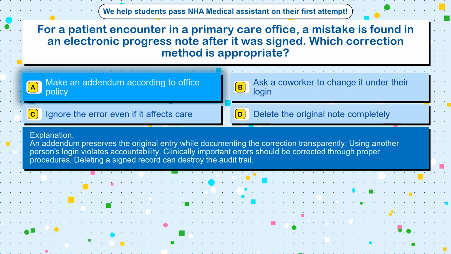The correct answer is option A, make an addendum according to office policy. An addendum preserves the original entry while documenting the correction transparently. Using another person's login violates accountability. Clinically important errors should be corrected through proper procedures. Deleting a signed record can destroy the audit trail.